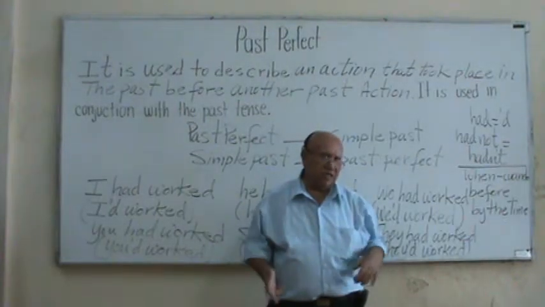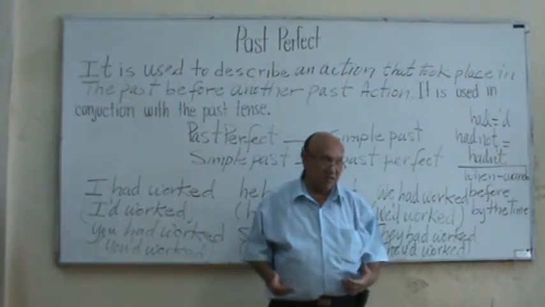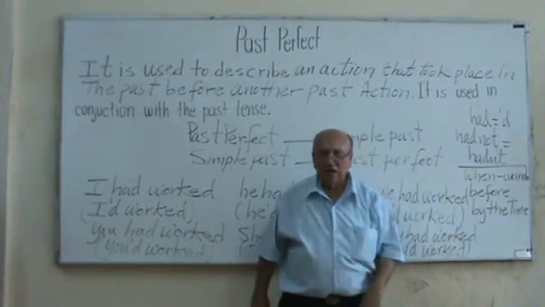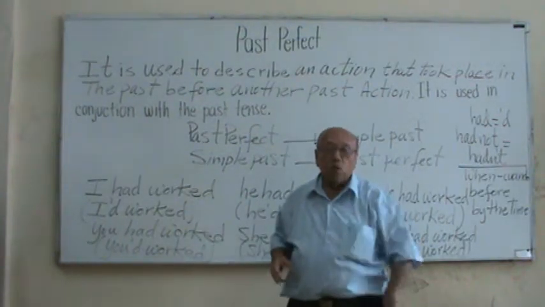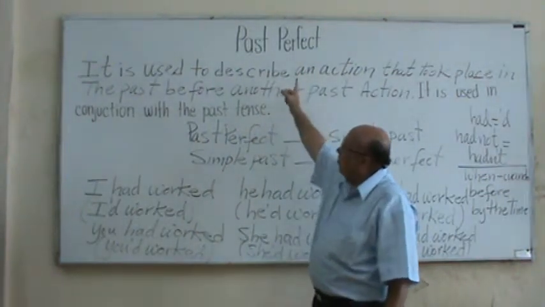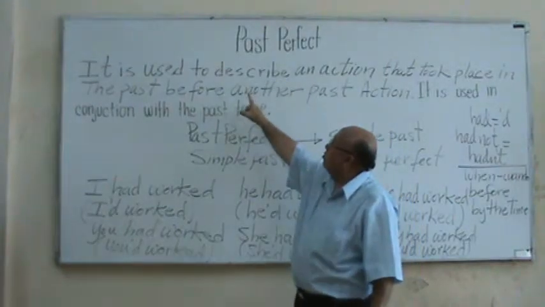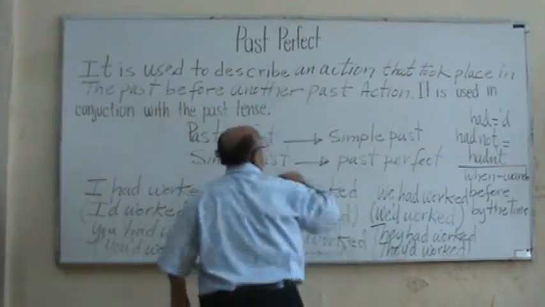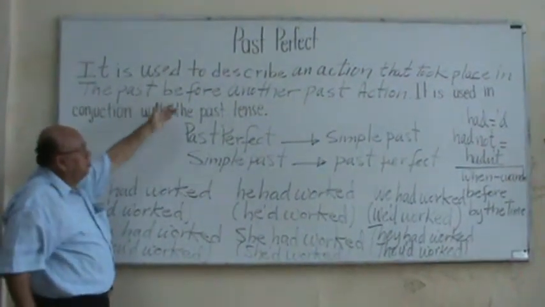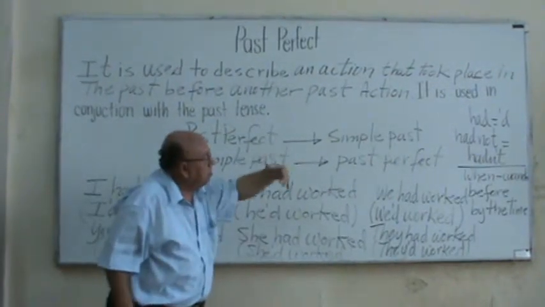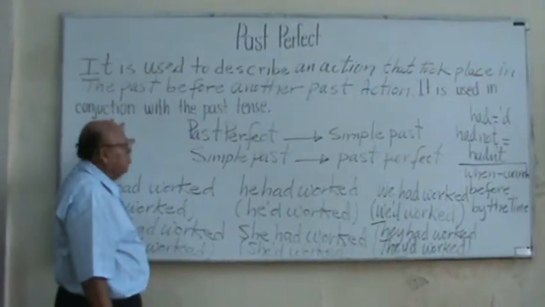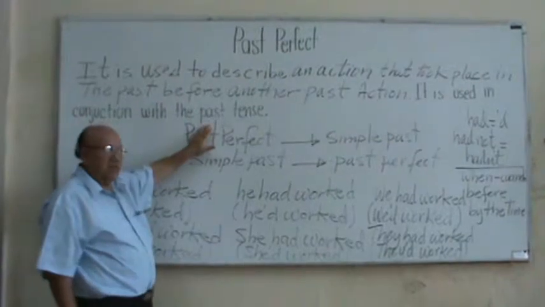If we are going to make negatives, we say hadn't, which is had not, hadn't. Now, let's go to what the past perfect expresses. The past perfect is used to describe an action that took place in the past before another past action, okay? Before another past action. It is used in conjunction with the past tense.